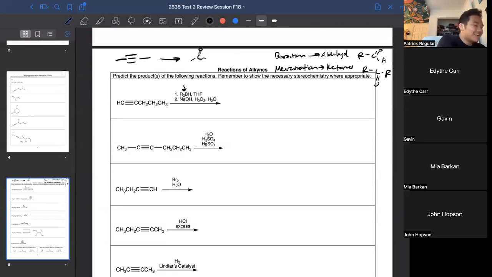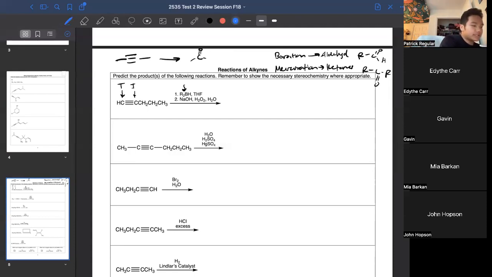All right. So right here we have a terminal carbon and we have an internal carbon for that alkyne. Where would that carbonyl form? You guys can throw it in the chat. Terminal or internal? Would it be terminal? Yep. And you guys did very well on this problem set.